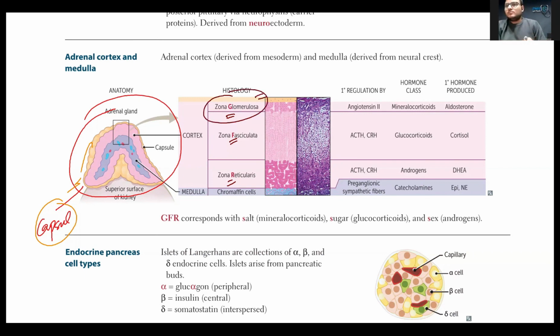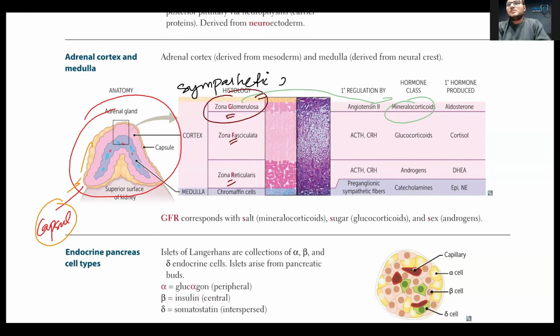Zona glomerulosa: how it is regulated and what it produces. We'll discuss one by one. Zona glomerulosa produces the salt hormones. Why am I using the word salt? Minerals. When I use the word salt or minerals, this means it is mineralocorticoid. So it is mineralocorticoid that is produced by the zona glomerulosa. How is it regulated? It is regulated by the sympathetic endings. I use the word sympathetic endings.